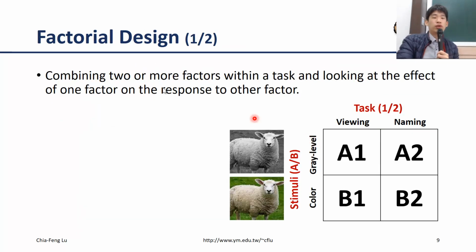And for the second one, we say the factorial design. In this case, we combine two or more vectors. I will pick two vectors here, within an fMRI study, to look at the effect of one vector on the response to the other vector. That means we allow interaction between these two vectors.